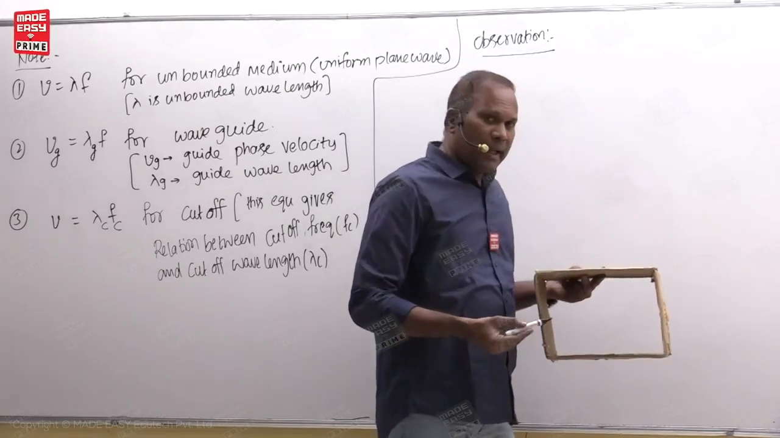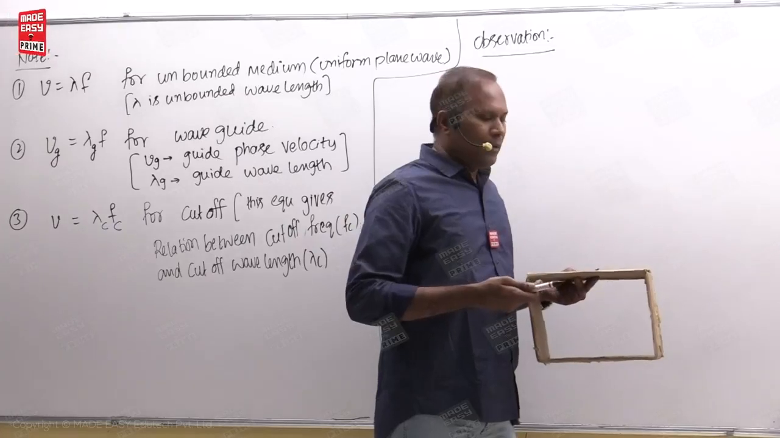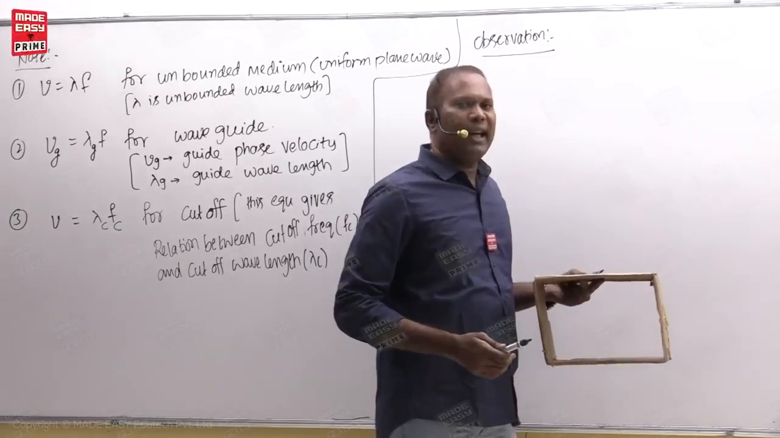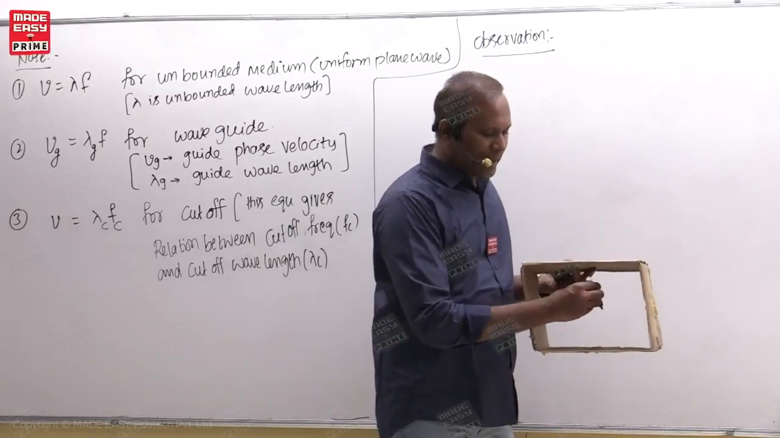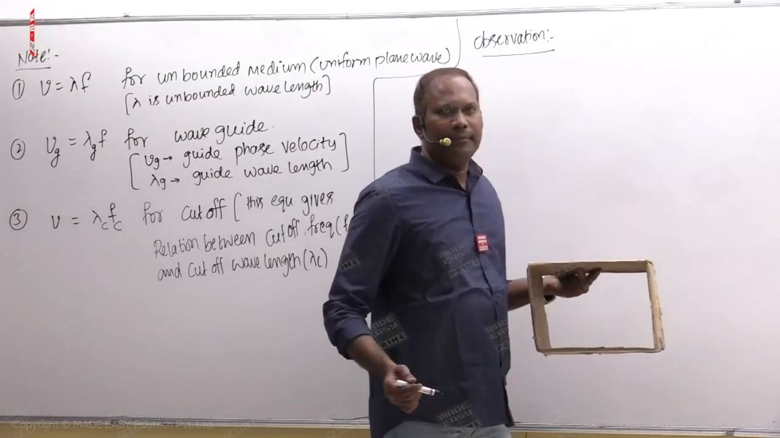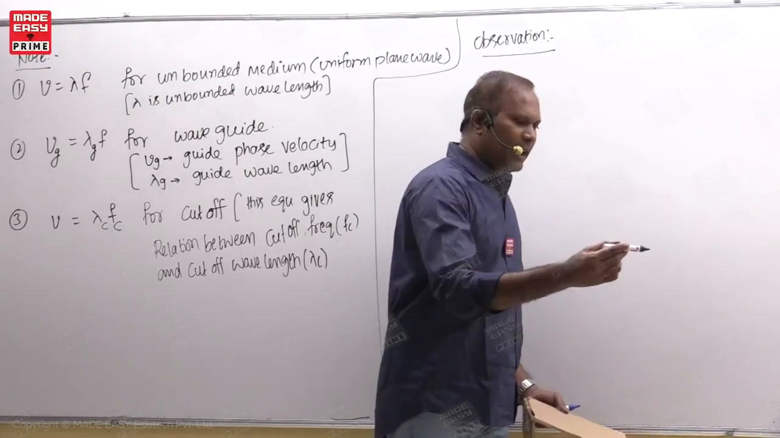That means it doesn't experience the waveguide behavior. What is waveguide behavior? If an EM wave hits this boundary, then it is reflected back. But there is no waveguide here. If an EM wave is traveling, it can go.